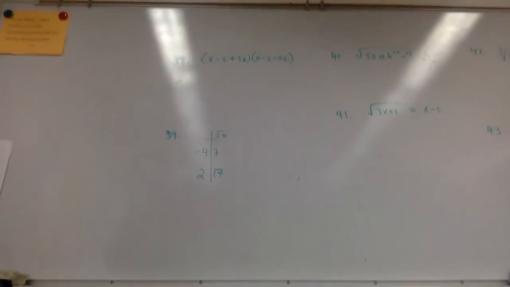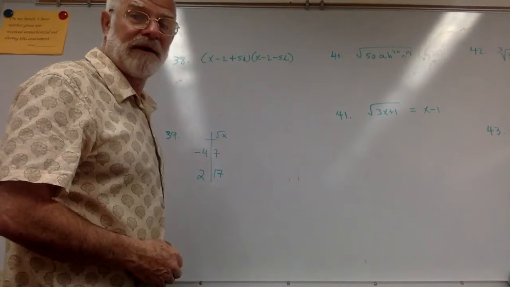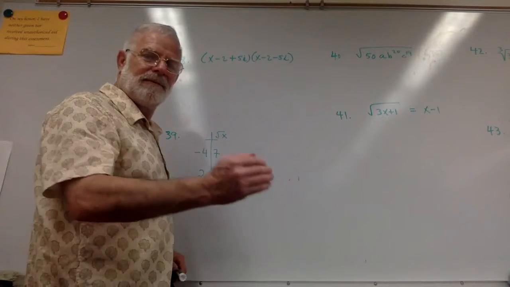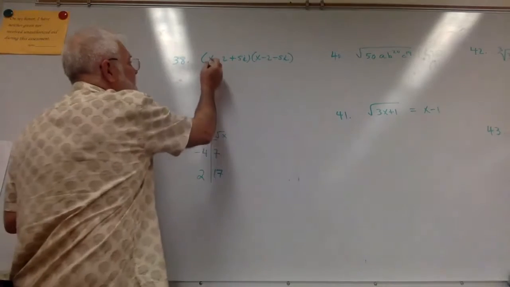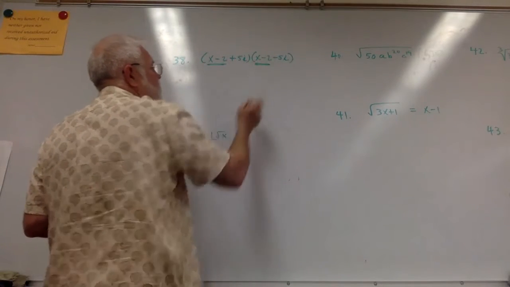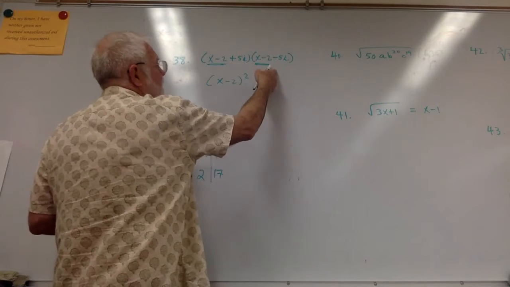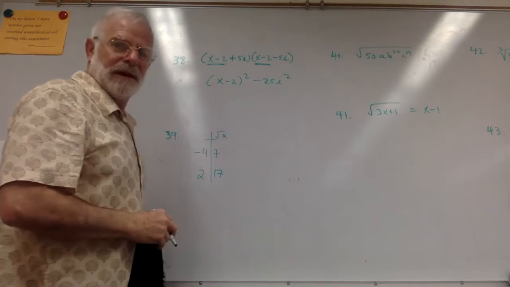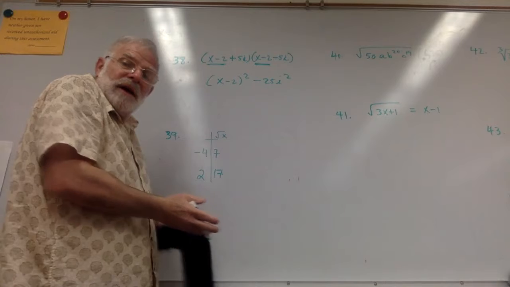All right, so 38. Moving right along. x minus 2 plus 5i, x minus 2 minus 5i. I put a couple of problems in between what we talked about a moment ago. Do you see x minus 2 times x minus 2? That means that's x minus 2 squared, and this is minus 25i squared. Okay, that's the fast way to do that multiplication. I wanted to see if you saw that pattern.